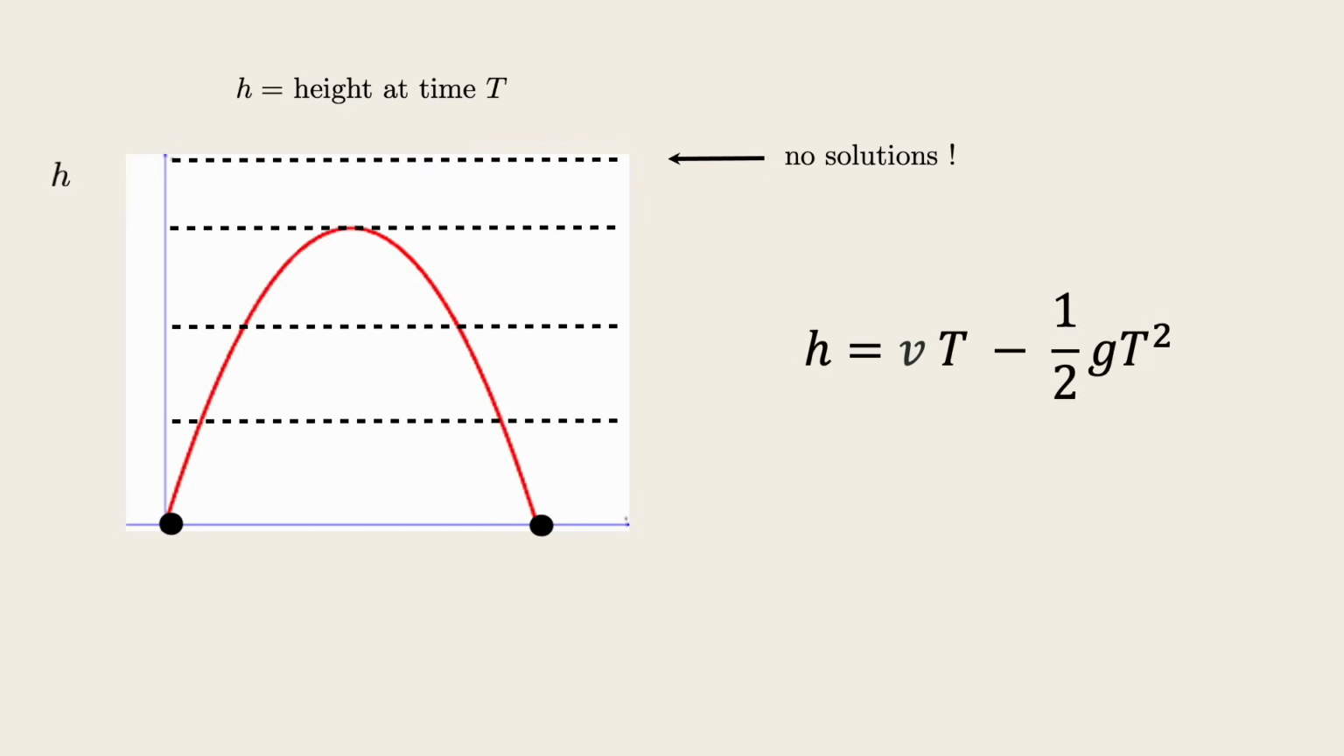Now, anybody who's had a little bit of physics will know that this is the equation that describes this parabola. So we have h is given by the initial upward speed times the time that's gone by.